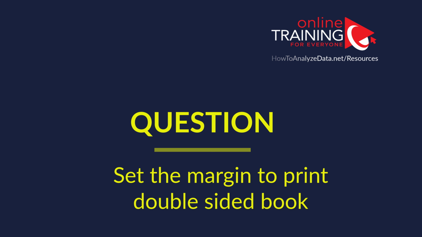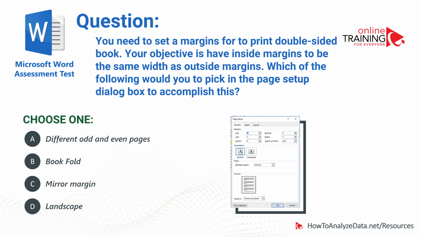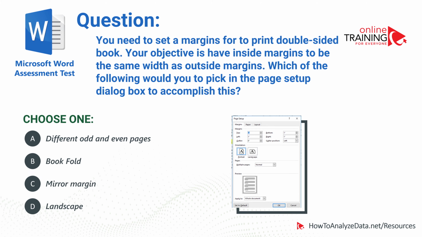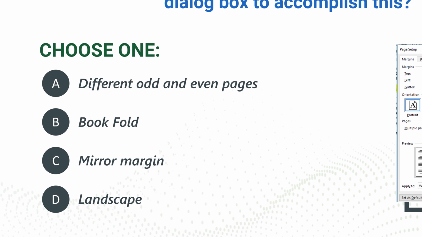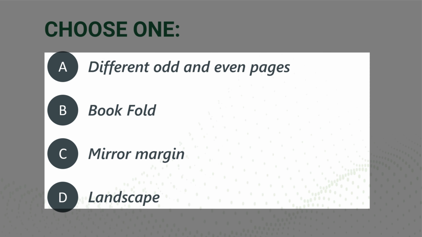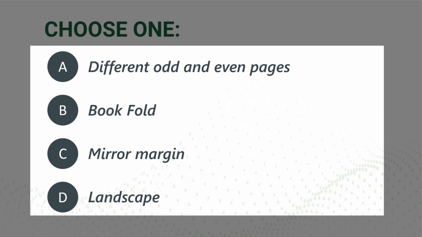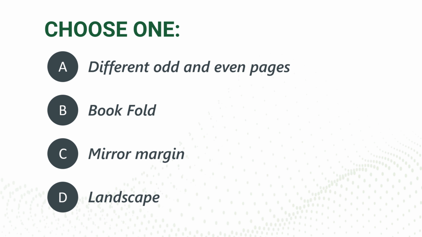And now let's look at the tricky question, which is frequently used as part of the Word Assessment Test. You need to set up margins for a printing double-sided book. Your objective is to have inside margins be the same width as outside margins. Which of the following would you pick in the Page Setup dialog box to accomplish this? There are 4 choices presented. Choice A, different odd and even pages. Choice B, book fold. Choice C, mirror margins. And choice D, landscape. Which one do you think is the right answer here?